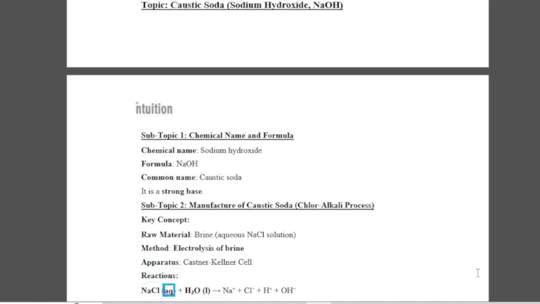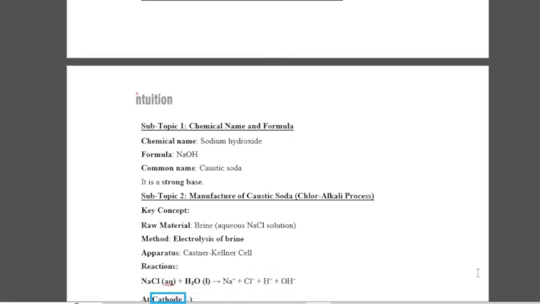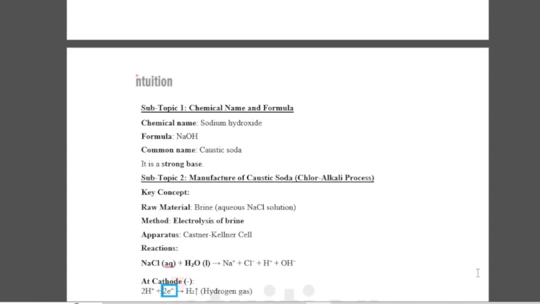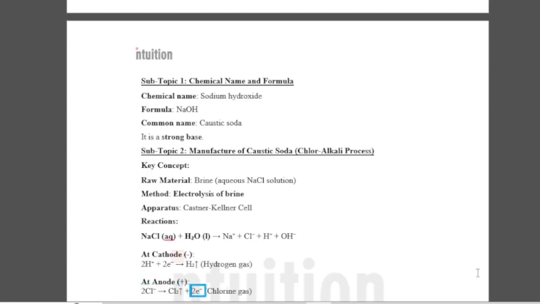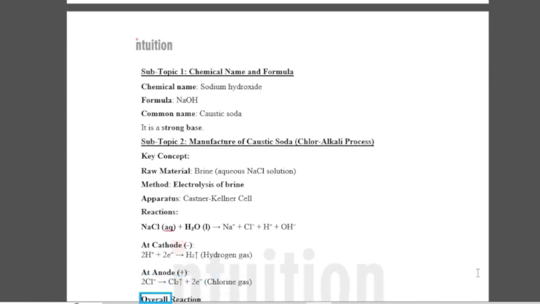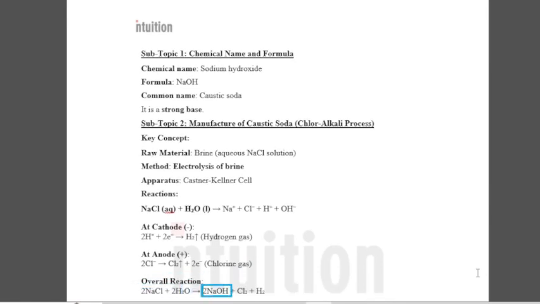Reactions: NaCl plus H2O gives Na+ plus Cl- plus H+ plus OH-. At the cathode, 2H+ plus 2e- gives hydrogen gas. At the anode, 2Cl- gives Cl2 plus 2e-, chlorine gas. Overall reaction: 2NaCl plus 2H2O gives 2NaOH plus Cl2 plus H2.